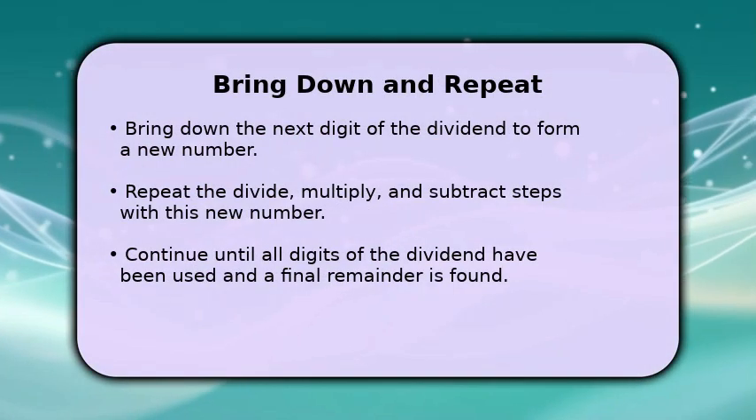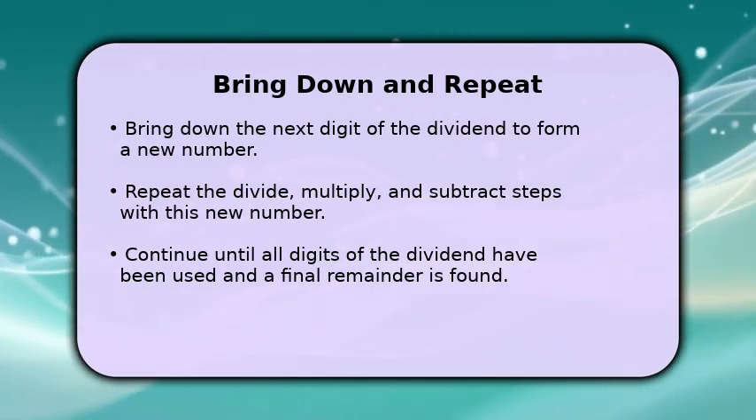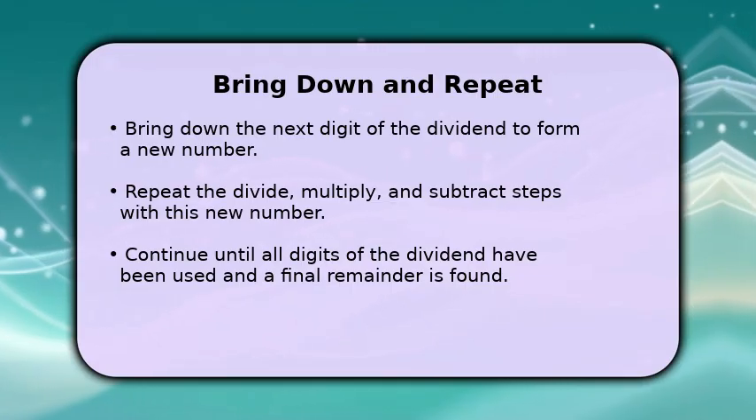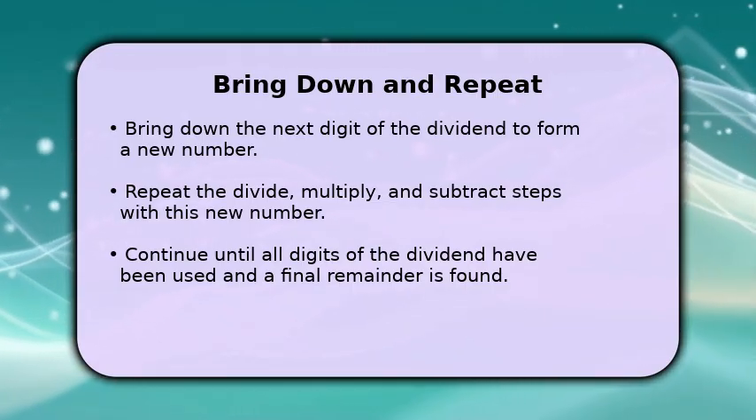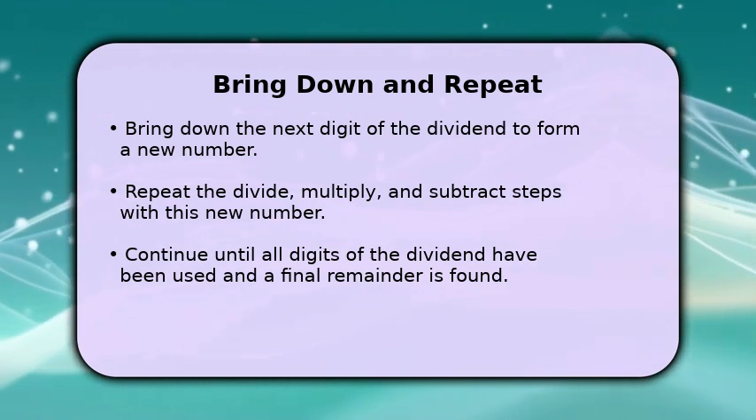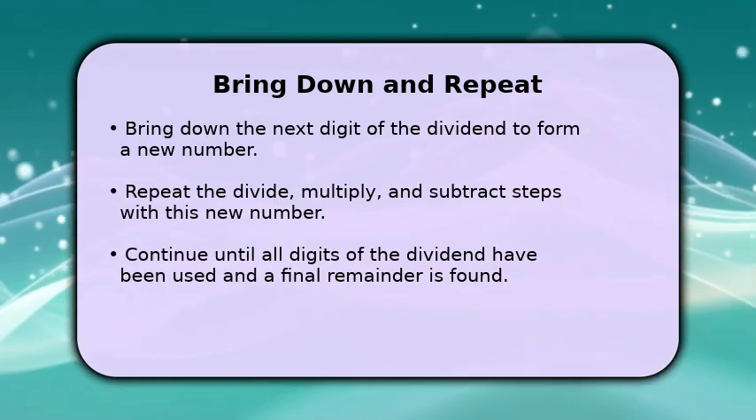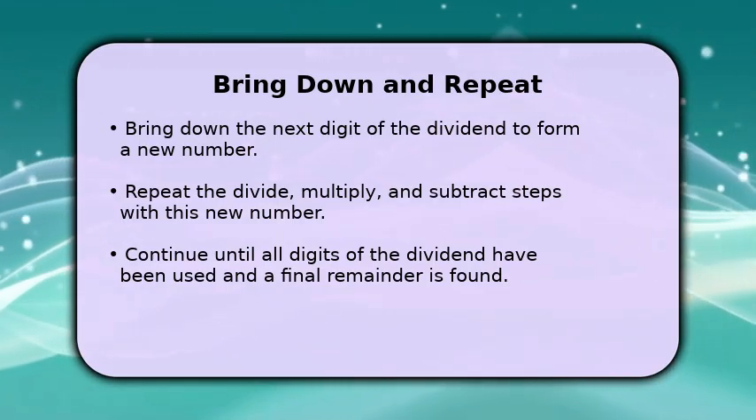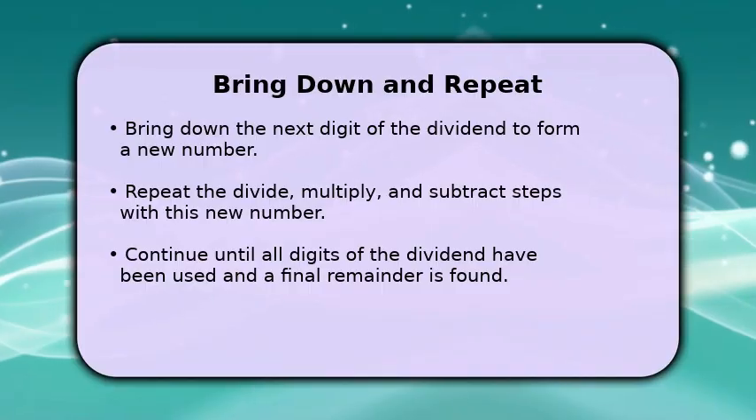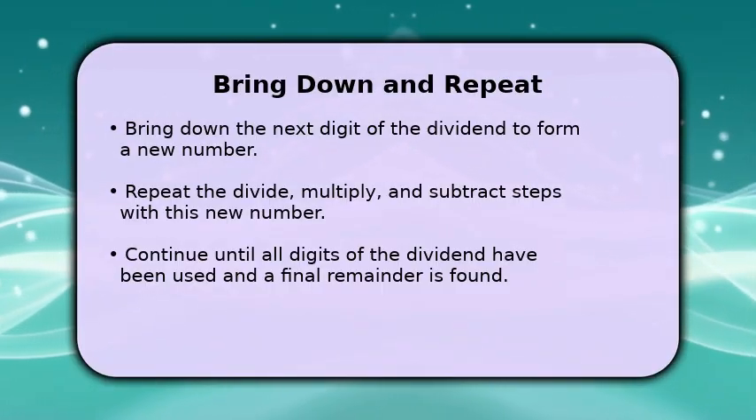After subtracting, if there are more digits in your dividend, you'll bring down the very next digit to join your current remainder. This creates a new number, which then becomes the focus for your next round of division. You simply repeat the entire process: divide, multiply, and subtract. Continue these steps until every digit from the original dividend has been brought down and processed, leaving you with your final answer and any remaining value.